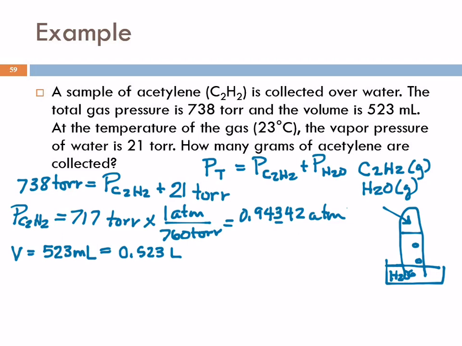So we're given the temperature in Celsius, of course, 23 degrees Celsius, plus 273.15, which is 296.15 Kelvin.